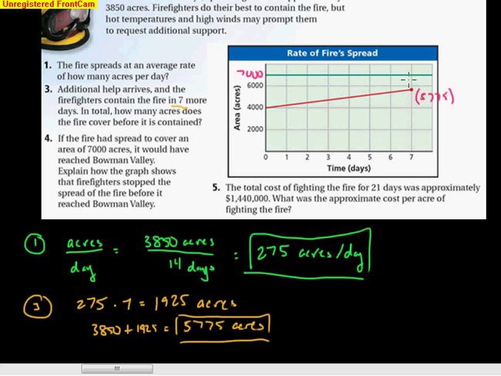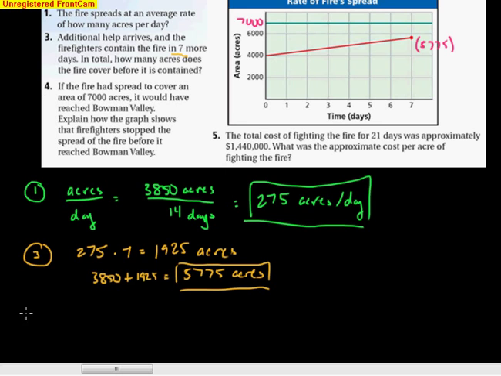So notice how these two lines don't touch. That's how we know that the graph shows the firefighters stopped, because if this line kept going, it would eventually intersect the green line, but it doesn't keep going. It stops. Alright? So we need to formulate that in words. So I'll do that right down here. So I'll do this in blue.